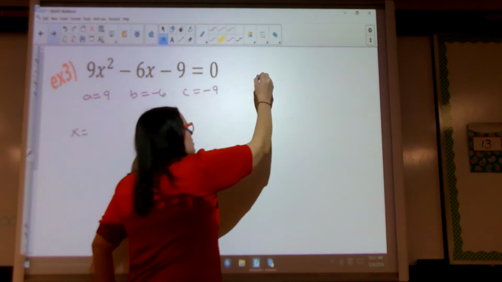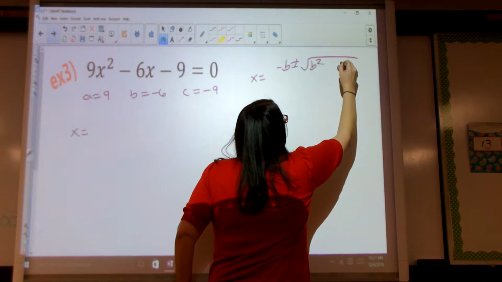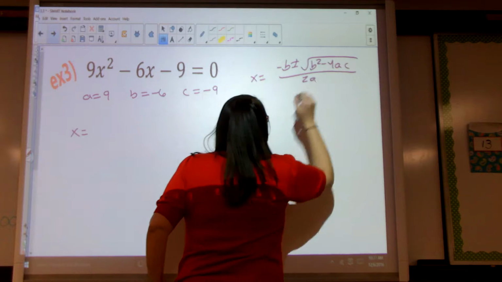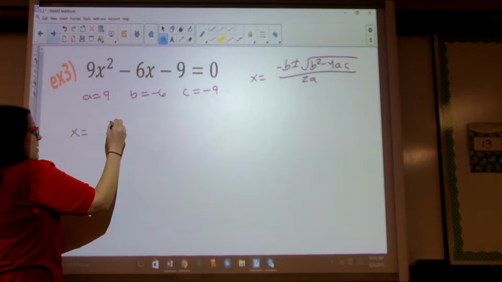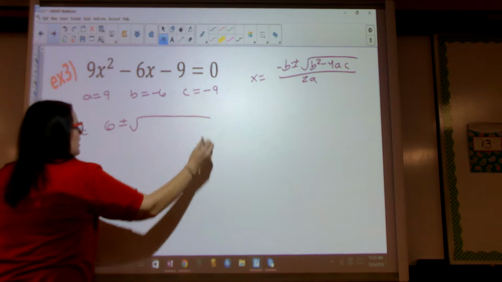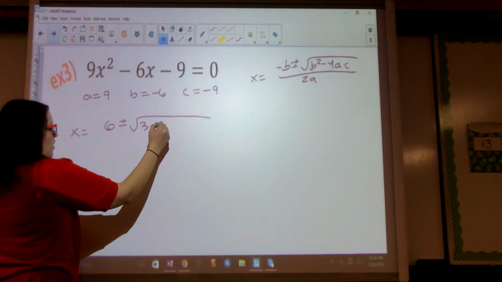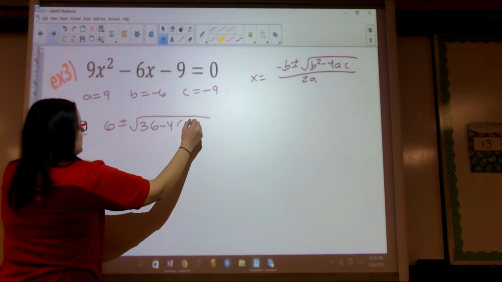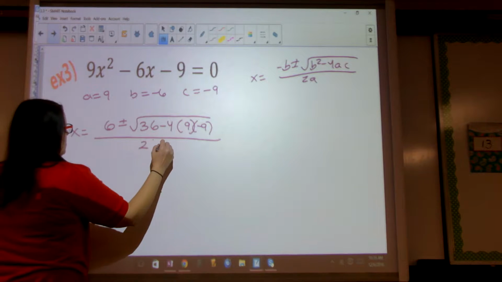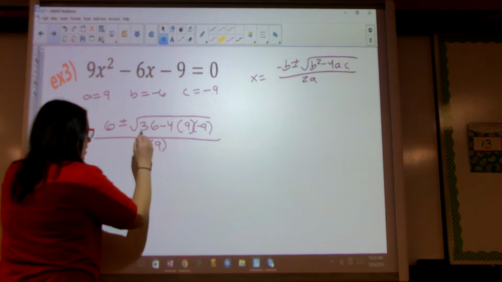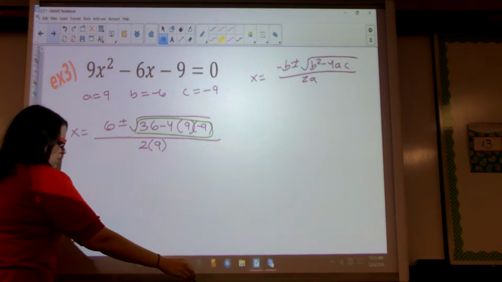I'm a good little mathematician. Negative b plus or minus square root of b squared minus 4ac, all divided by 2a. Okay, so I have a negative 6, which is positive. What do I get for b squared? 36. It's always positive. Minus 4 times 9 times negative 9. So grab your calculators. Type in, don't put the square root in, just type this in. And tell me what you get.